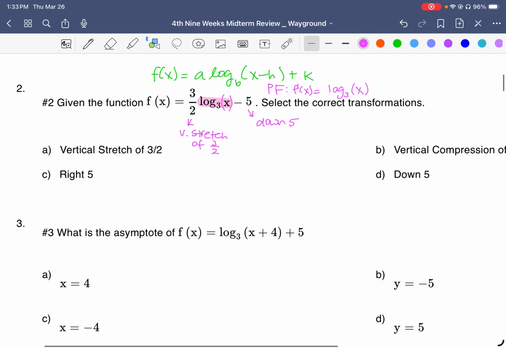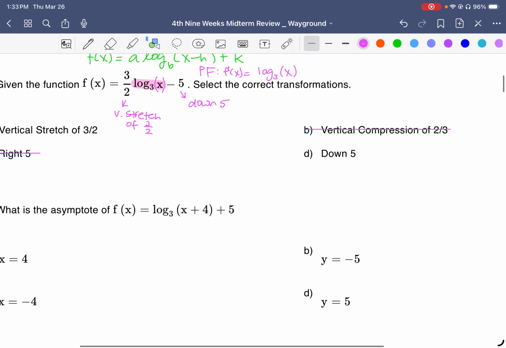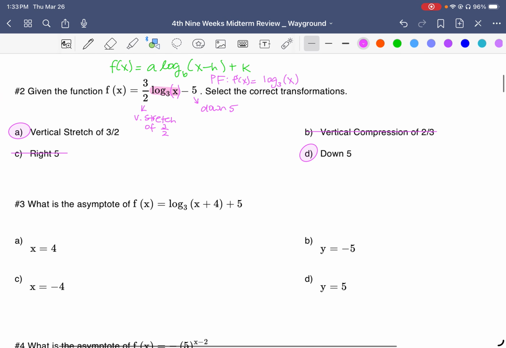Let's look through the answer choices. There was a vertical stretch. We did not go to the right. There was not a vertical compression, and we did go down 5. So the only answers are A and D.